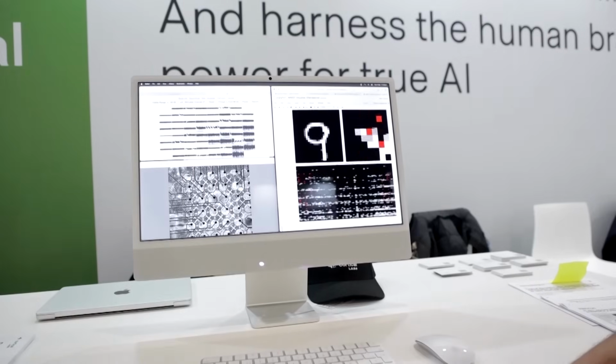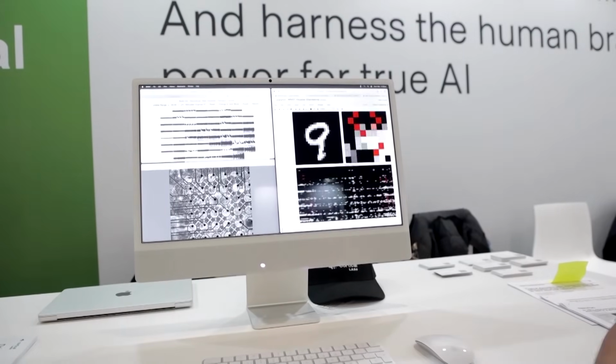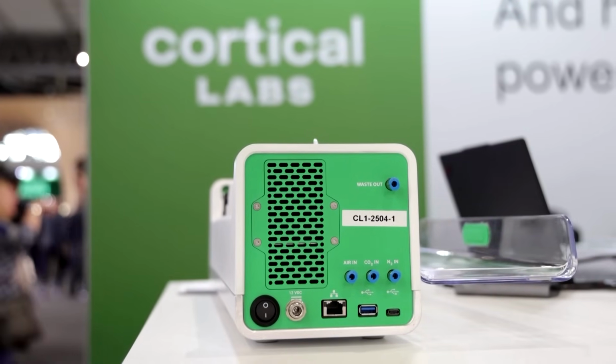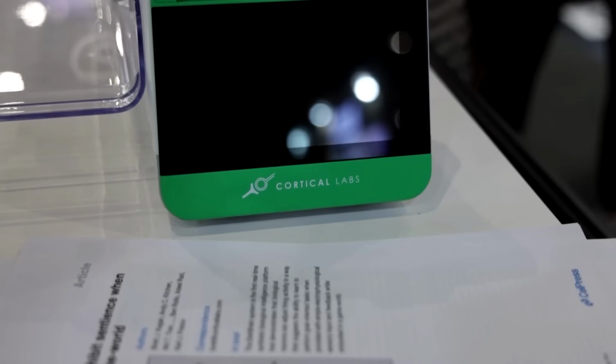Han says the CL1 could revolutionize drug testing and personalized medicine. With this kind of technology, we potentially could grow neurons taken from patients with, say, dementia or with epilepsy, and test compounds and drugs that would then be personalized and tailored to that patient.